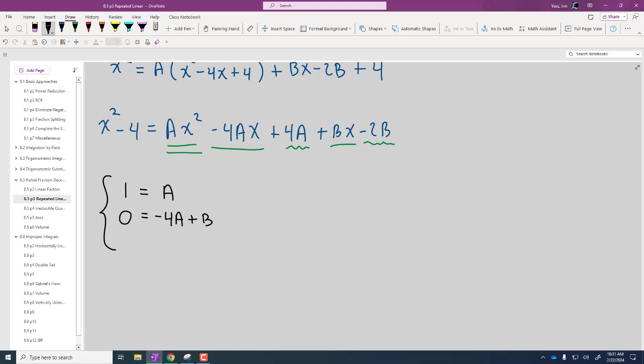What is the constant on the left? Negative 4. Constant on the right? 4a minus 2b. We grab everything that has no x in it. So 4a minus 2b.